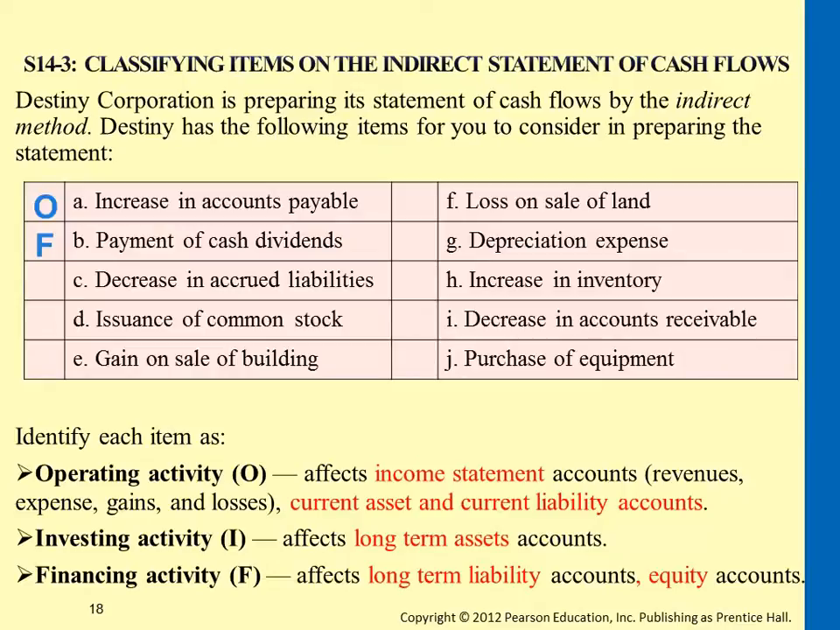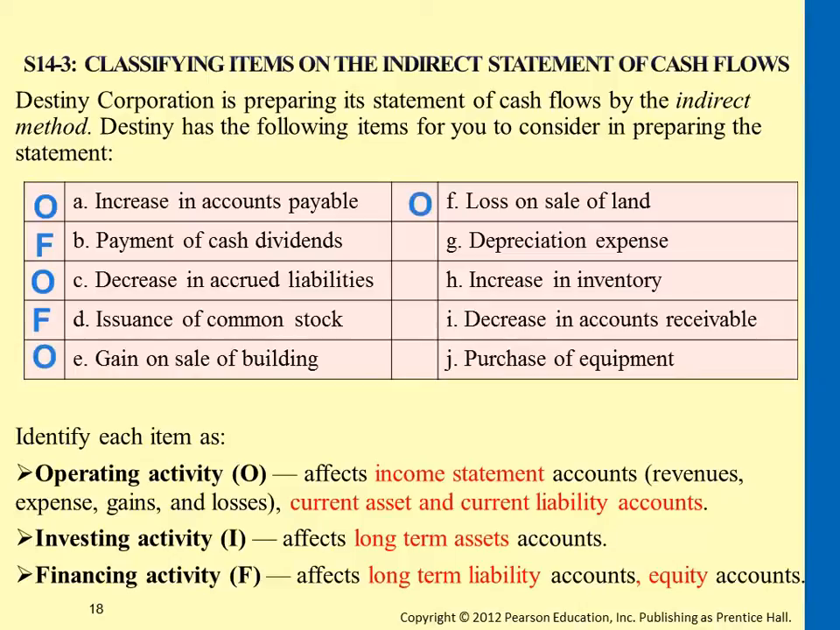Okay, what about C? Decrease in accrued liabilities. Very good, it's operating activities. What about D? D, financing activities. Good. Gain on sale of building. When you see this on the statement of cash flows, these two are the tricky ones, E and F. Gains and losses are part of the income statement, which is why they would be listed here in operating activities. However, we would usually exclude them.